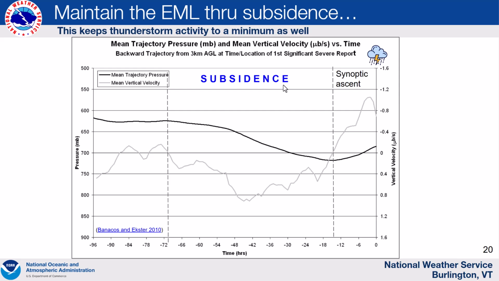So the synoptic regime is favoring maintenance of the EML through subsidence as the EML plume is getting advected generally eastward. It's not until the hours immediately preceding the significant severe that the sign of the vertical motion flips, and we now see upward vertical motion as it undergoes synoptic ascent very late in the time series. This concludes part 1 of the EML presentation. Please refer to part 2 for the case study and a discussion of operational tools.